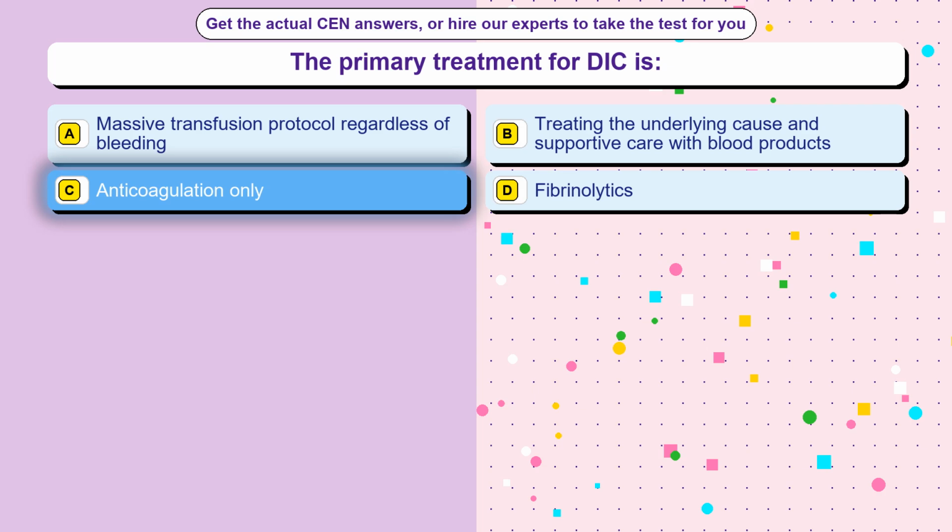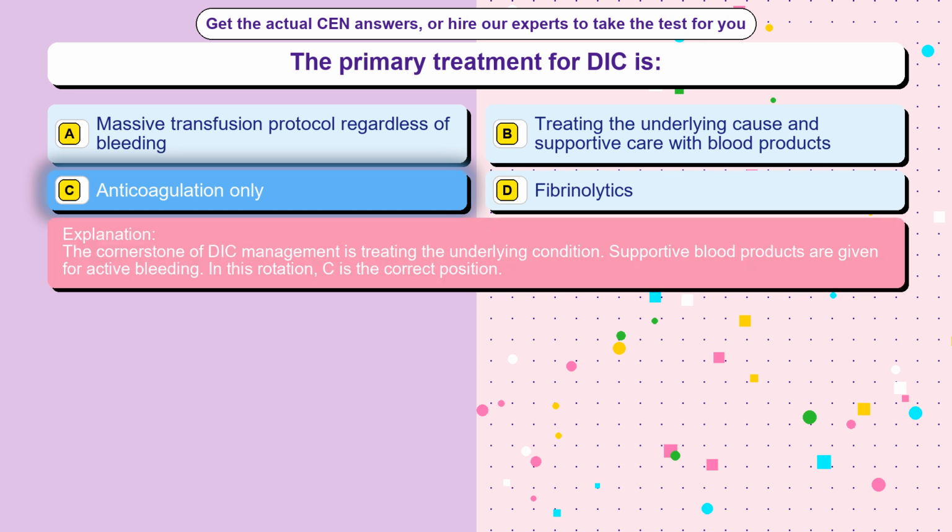The correct answer is option C, anticoagulation only. The cornerstone of DIC management is treating the underlying condition. Supportive blood products are given for active bleeding. In this rotation, C is the correct position.